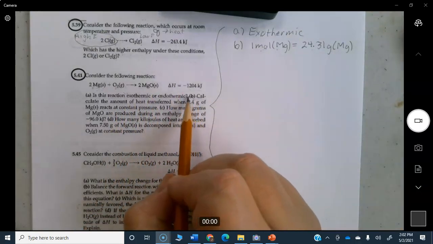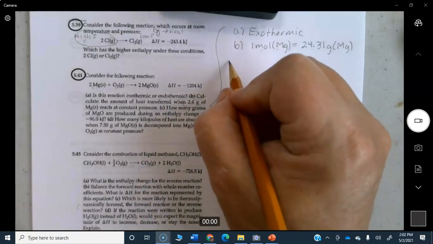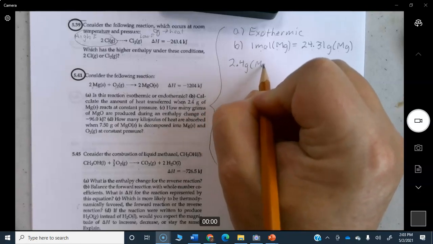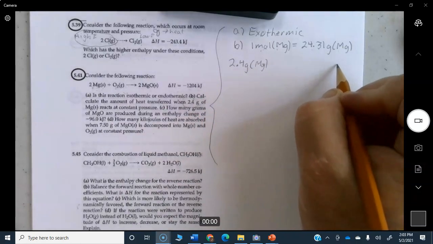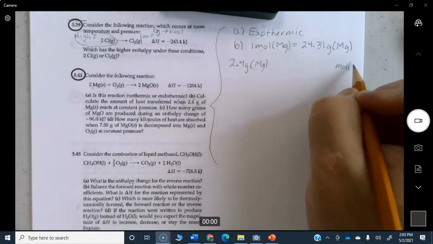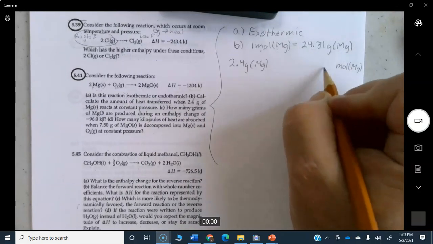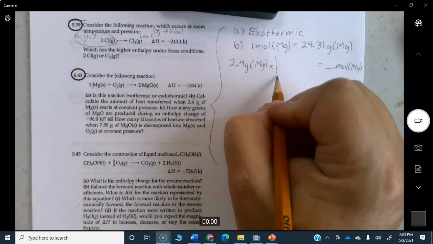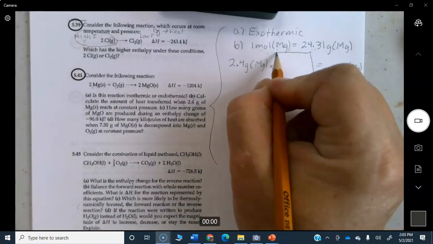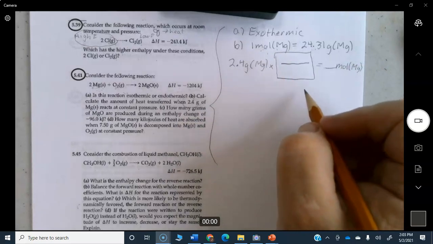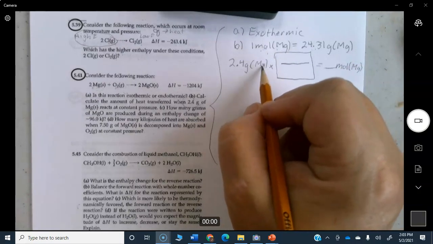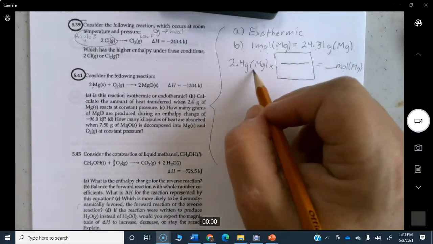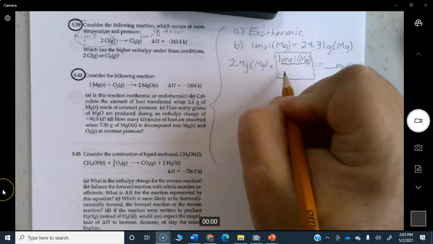All right, but what we're given is 2.4 grams, so let's go ahead and write that. So we're starting with 2.4 grams of magnesium, and what we're trying to get over here is moles of magnesium, because that's what the chemical equation understands. So one of these goes on top, one of these goes on the bottom. Remember how we used to draw the boxes like this? Okay, so which one on top, which one on bottom? We need grams of magnesium to cancel out because it doesn't appear in the final answer, but moles does. So we need moles on the top, grams on the bottom. So we'll go ahead and write that.